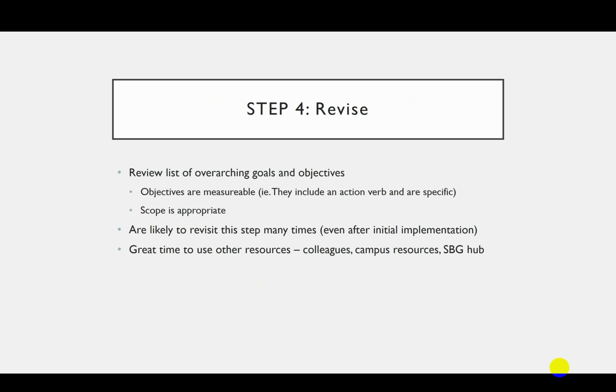So step 4 is revise. Here you want to review your list of your overarching goals and all of the objectives. You want to ensure that your objectives are measurable. One easy way to begin to do this is to make sure you include an action verb within your objective and that the objective is as specific as possible. You also want to make sure, as you're reviewing these objectives and your overarching goals, that the scope is appropriate.